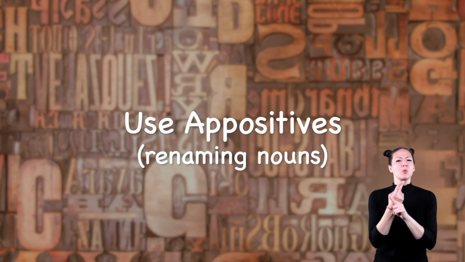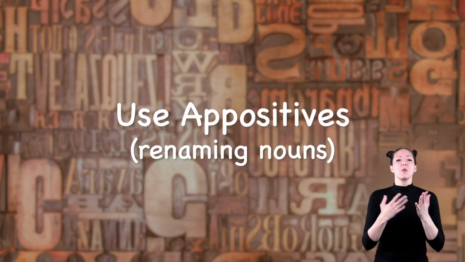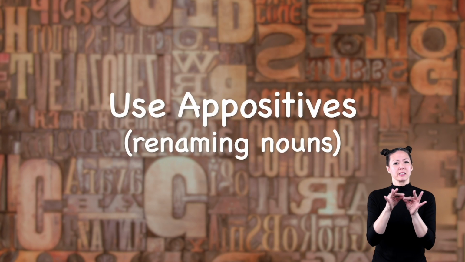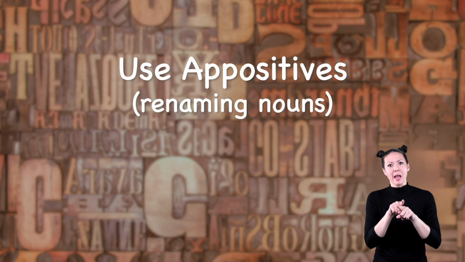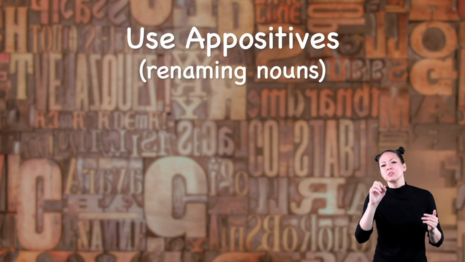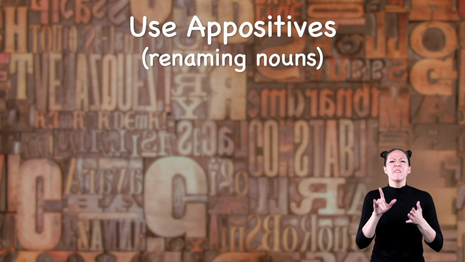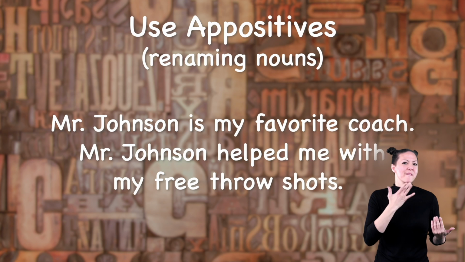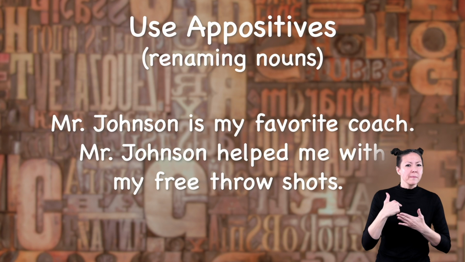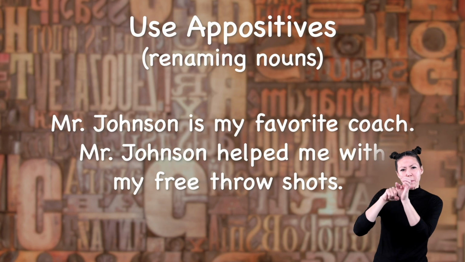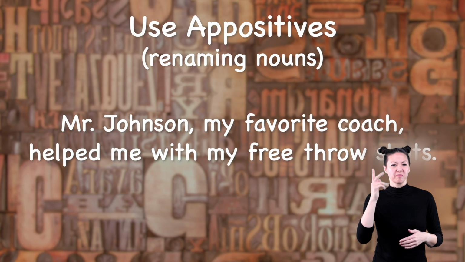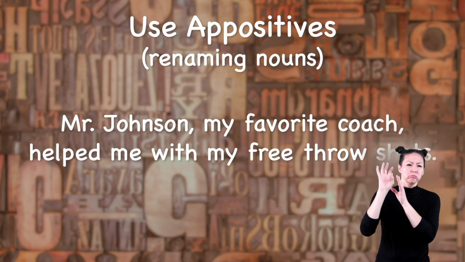Try using appositives, which basically means renaming nouns in sentences. So you're not just repeating the same name, in this case, Mr. Johnson, over and over. So instead of writing, "Mr. Johnson is my favorite coach. Mr. Johnson helped me with my free throw shots," you would change it to, "Mr. Johnson, my favorite coach, helped me with my free throw shots."